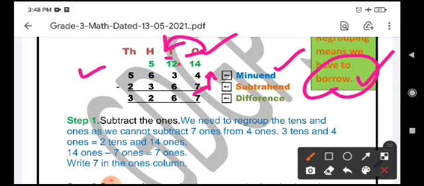Here I am having 3, which means 3 tens. So when I get 1 ten from it, it will be reduced to 2 tens. 3 minus 1 is 2. So we will write 2 here. And the 10 will go to the ones place. 10 plus 4, we are having 4 already there, is 14. Now we can take 7 from 14. 14 minus 7 is 7. Got it?